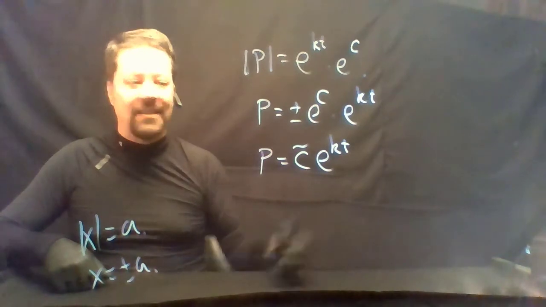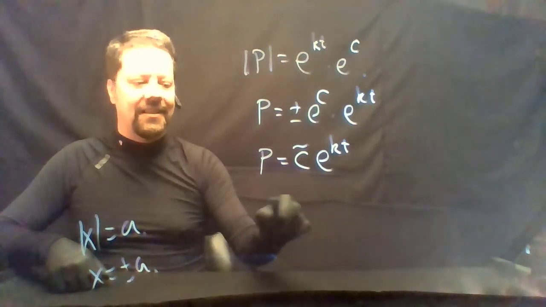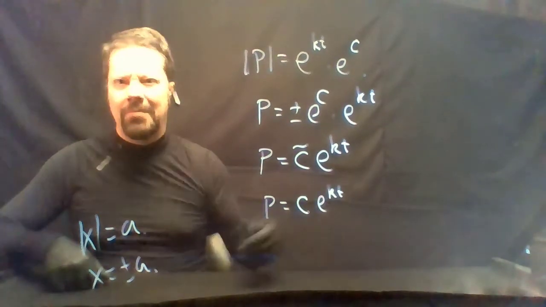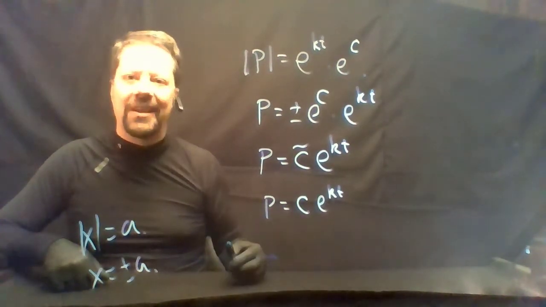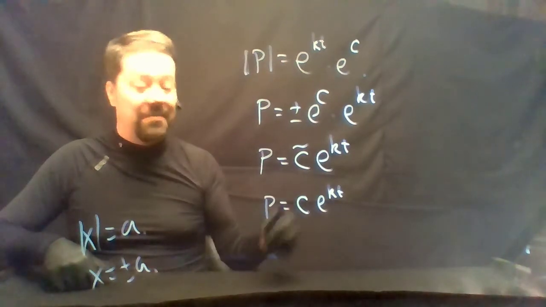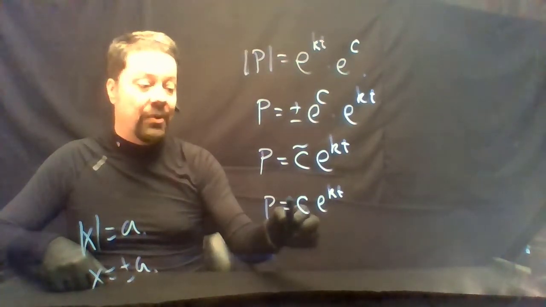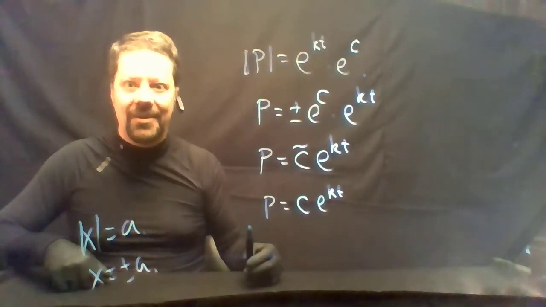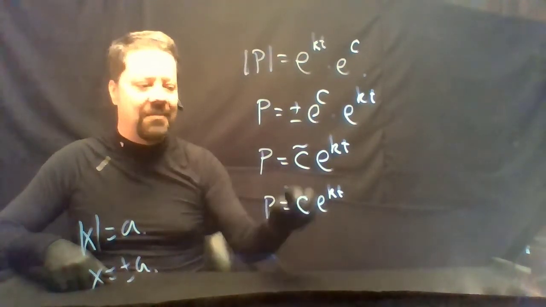In actual practice, we'll not write this as C tilde. We'll just write it as C, kind of playing fast and loose with these arbitrary constants. After all, they are arbitrary constants. If I were to multiply it by 2, 2 times an arbitrary constant is still an arbitrary constant, so it doesn't affect anything. May as well just call it C again.